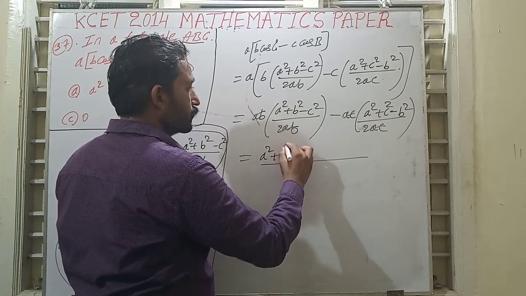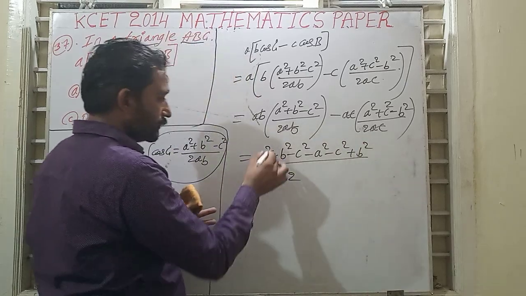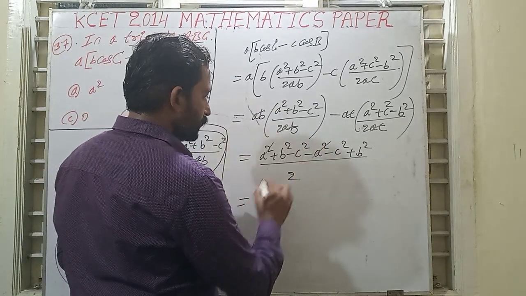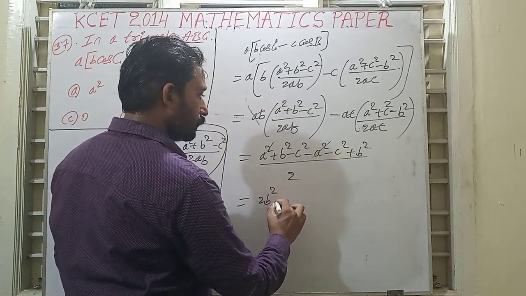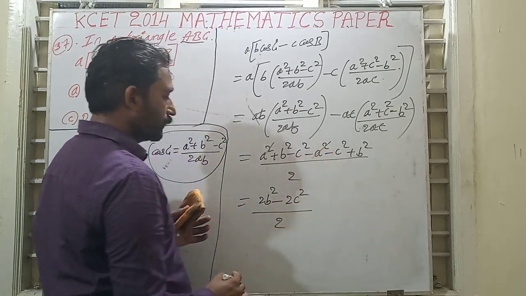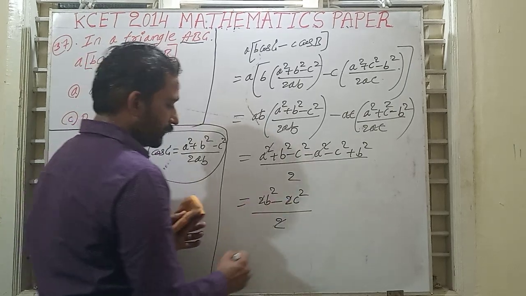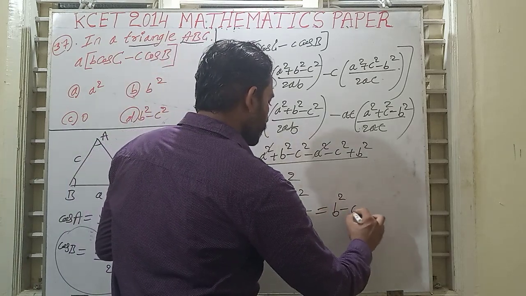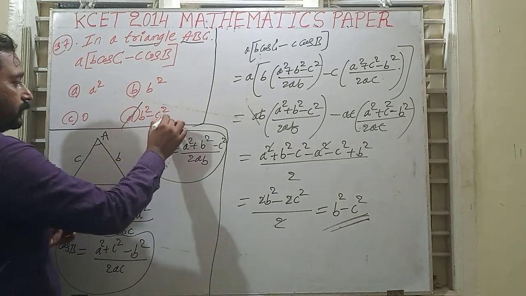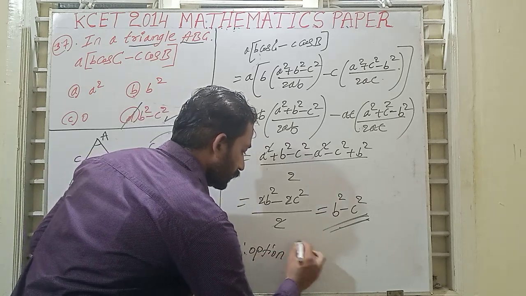A square plus b square minus c square, minus a square, minus c square plus b square. So here a square minus a square cancel each other, remaining b square plus b square, 2b square, minus c square minus 2c square, divided by 2. In both numerator and denominator 2 is common, so cancel each other, so remaining answer b square minus c square. So which option is correct? Option D is correct. Therefore option D is correct.